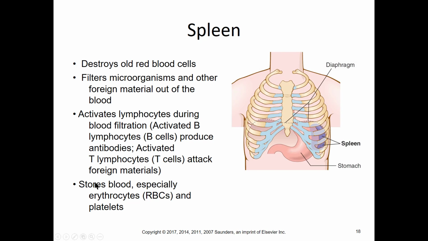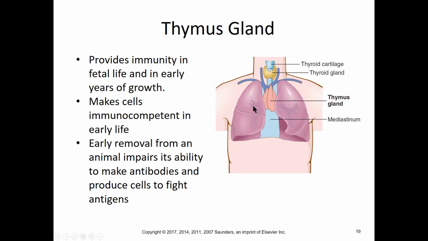What else does the spleen do? Well, actually, it's pretty much like a refrigerator. It stores the blood, especially erythrocytes, red blood cells, and platelets. So that's their function.